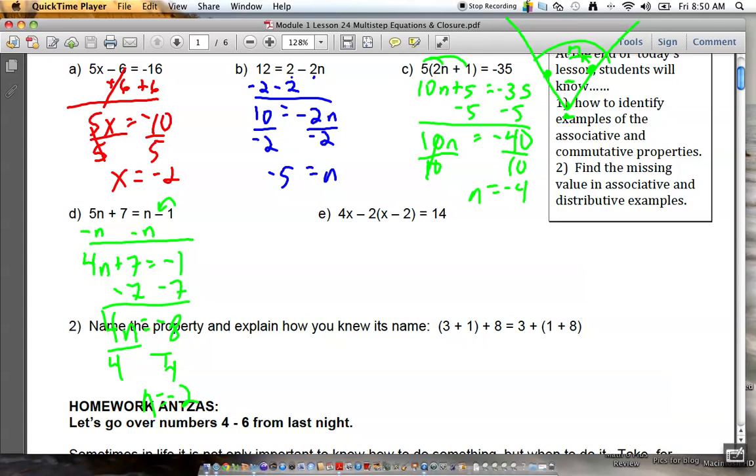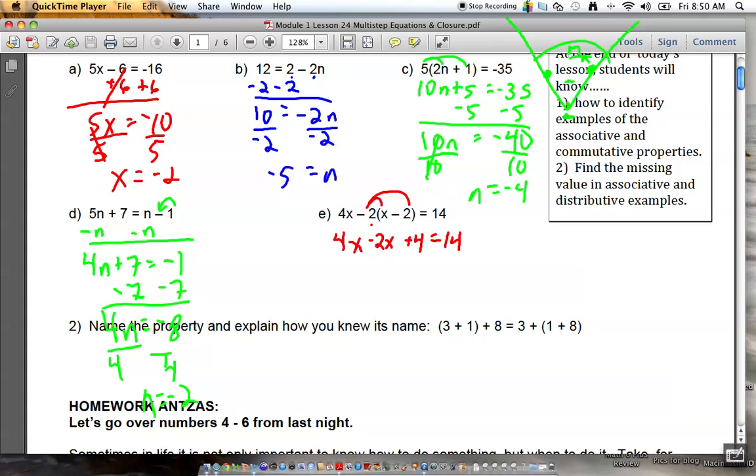And then over here, this is a little bit of a tricky one to distribute. What kind of 2 is this? Negative. So I'm going to distribute both the 2 and the negative part of this. And the negative is going to change every sign in the problem. So I get 4x minus 2x. And then the -2 multiplied by this -2, I have to change the sign, plus 4 equals 14.